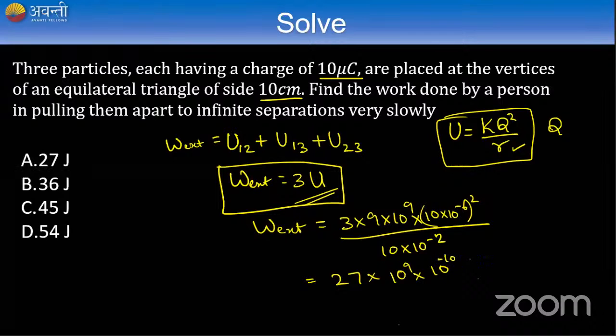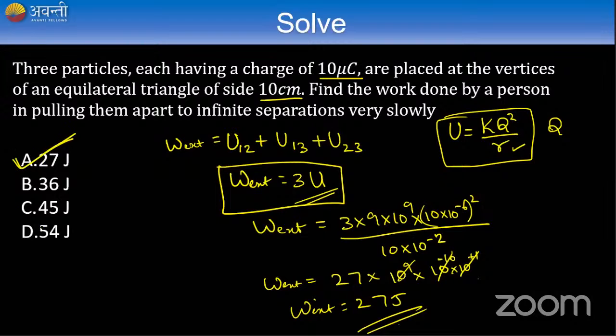10 power minus 10, this one is 10 power minus 10. From the denominator, I get 10 into 10 power minus 2, that is 10 power plus 1. Then I take it to the numerator. From here, these values are going to cancel. So my external work, W external, will be equal to 27 joules only. Okay, 27 joules only.